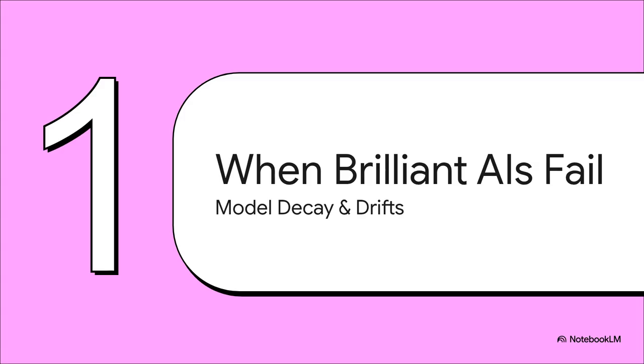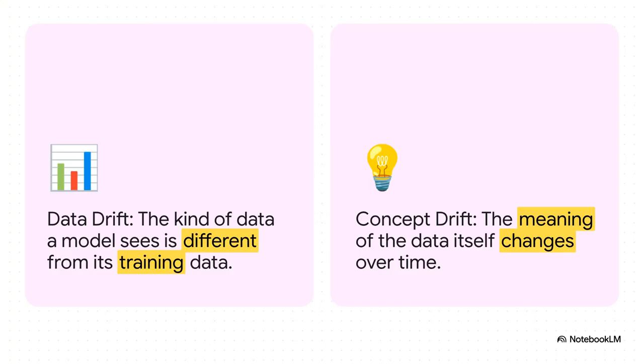What is actually causing this decay? Let's get to the bottom of why these brilliant AIs can fail. It really boils down to two main troublemakers. The first one is called data drift. This is pretty straightforward. The data the model sees out in the wild just isn't the same as the data it was trained on. But the second one, concept drift, that one's a bit sneakier. This is when the meaning of the data itself changes. The words are the same, but the ideas and concepts behind them are brand new.